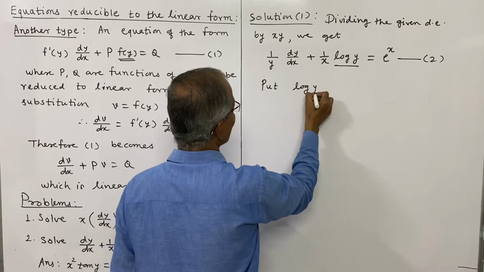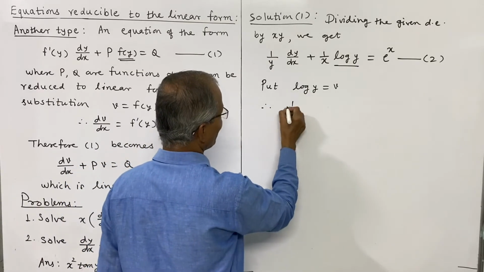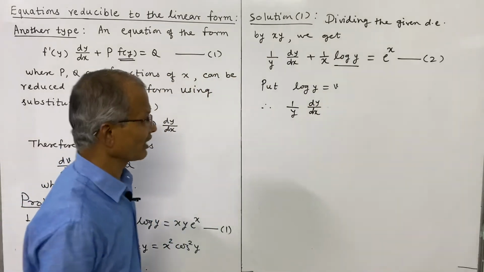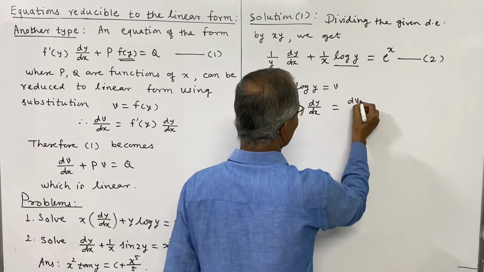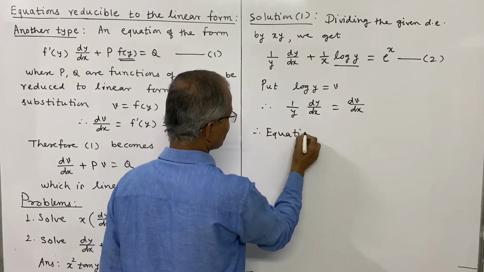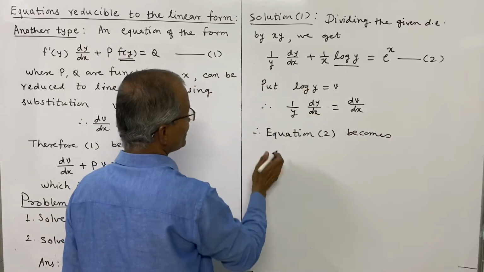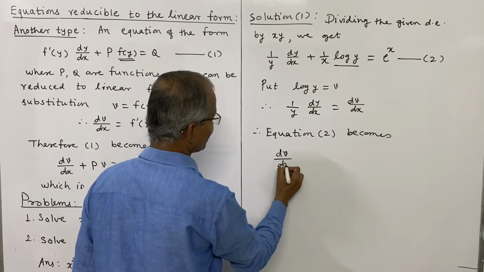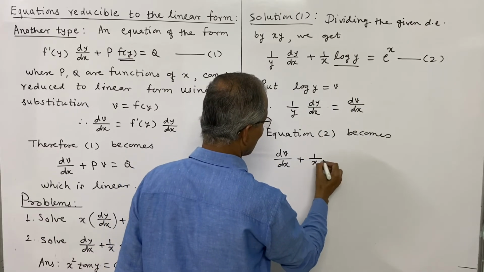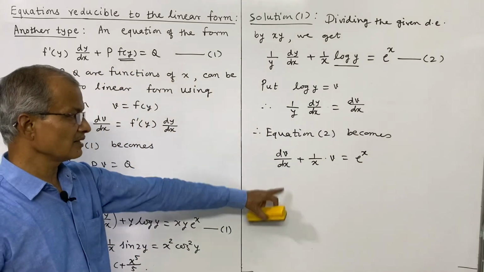So in this equation we shall put log y is equal to v, and now differentiate with respect to x both sides: 1 upon y into derivative of y. Function of y, we want the derivative with respect to x, and this is dv by dx. So therefore equation 2 becomes exactly this: dv by dx is the first term in the second equation, plus now this is 1 upon x into v, and right side no change, e power x, and clearly this is linear in v.